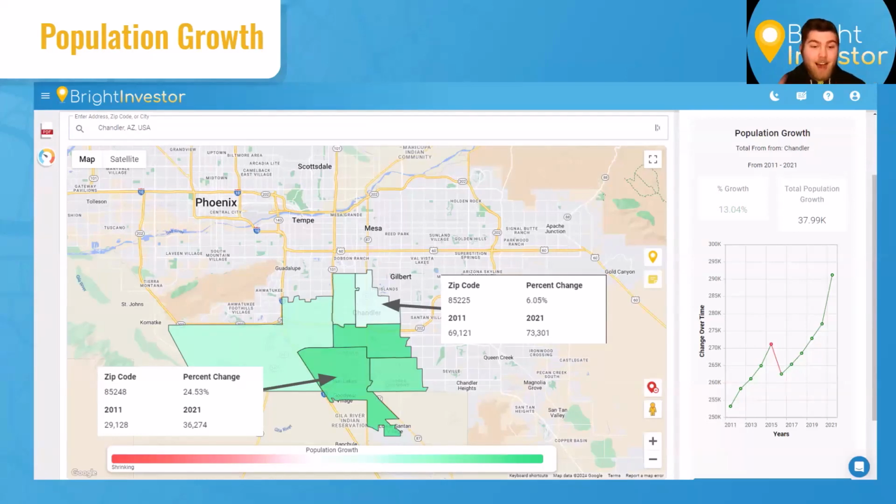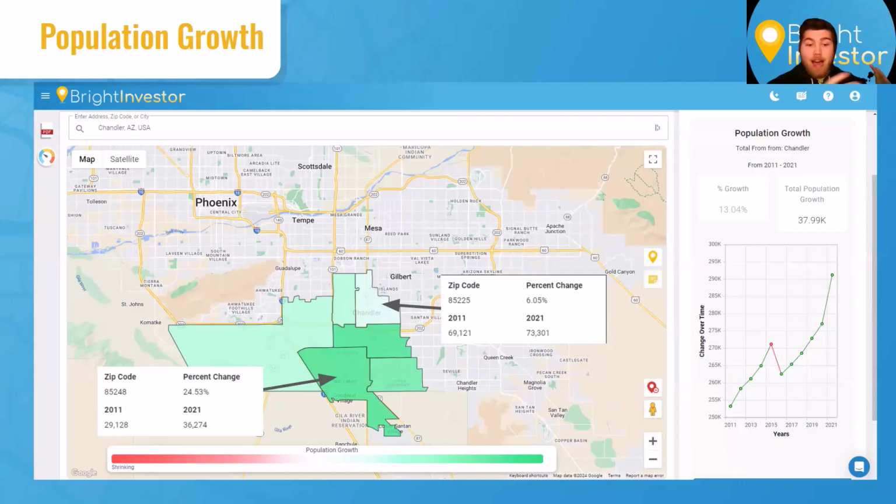But not all is equal. In the zip code 85225, I've never been to Chandler. I looked this up literally 30 minutes before we had this presentation today. I wanted to get the most recent information. Population growth was 6%, from about 69,000 to 73,000. Whereas just a little bit to the south in 85248, population growth was 25%, though only from 29,000 to 36,000. But we can see that overall, the population growth is not evenly distributed throughout the entire Chandler market. Some areas are seeing faster and larger periods of growth than other areas.